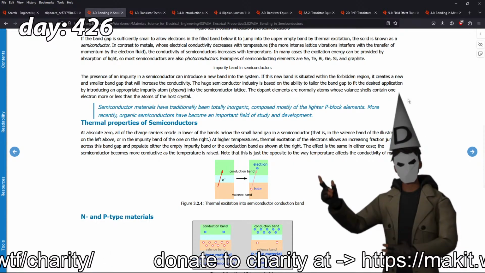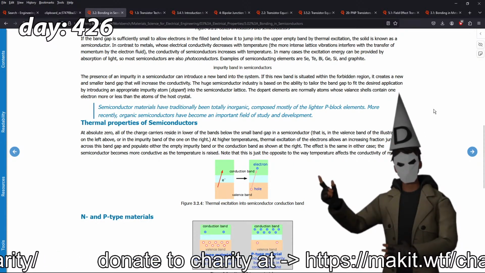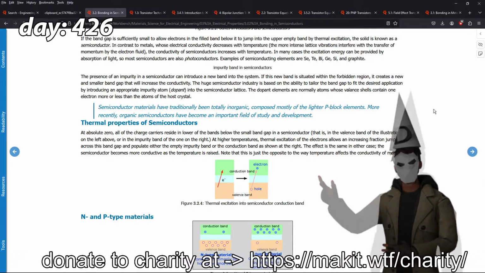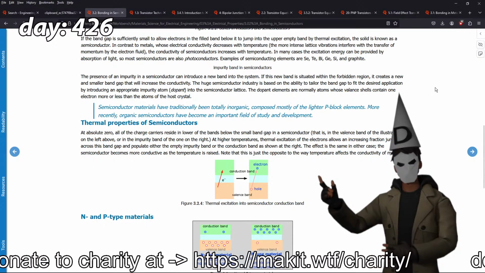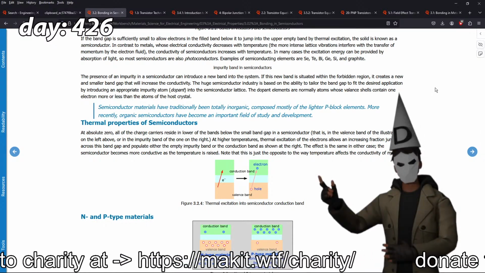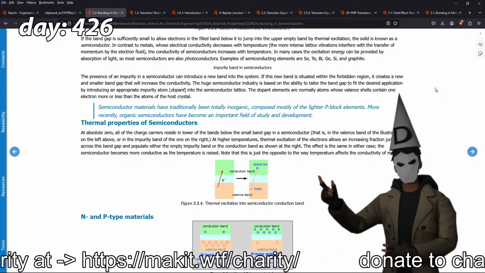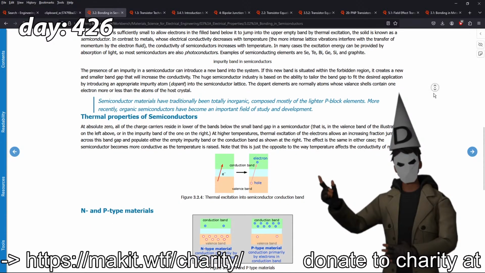If this new band is situated within the forbidden region, it creates a new and smaller band gap with conductivity. This is huge, based on the ability to tailor the band gap. If desired, the application manager can provide impurity atoms in the lattice. The dopant elements are normally atoms with valence of 1 electron more or less than the atoms of the crystal.